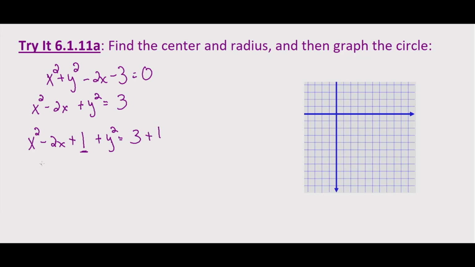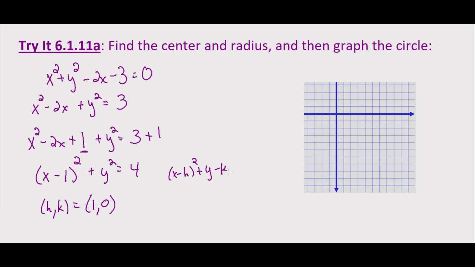Simplifying further, now that this is a perfect square, we know that this is x minus 1 squared plus y squared equals 4. And what that tells us is that h, k, our center, is 1, 0. Remember, don't forget we're using x minus h squared plus y minus k squared equals r squared. That's our standard form. So h, k is 1, 0. Let's go ahead and plot that. So 1, 0 is our center.